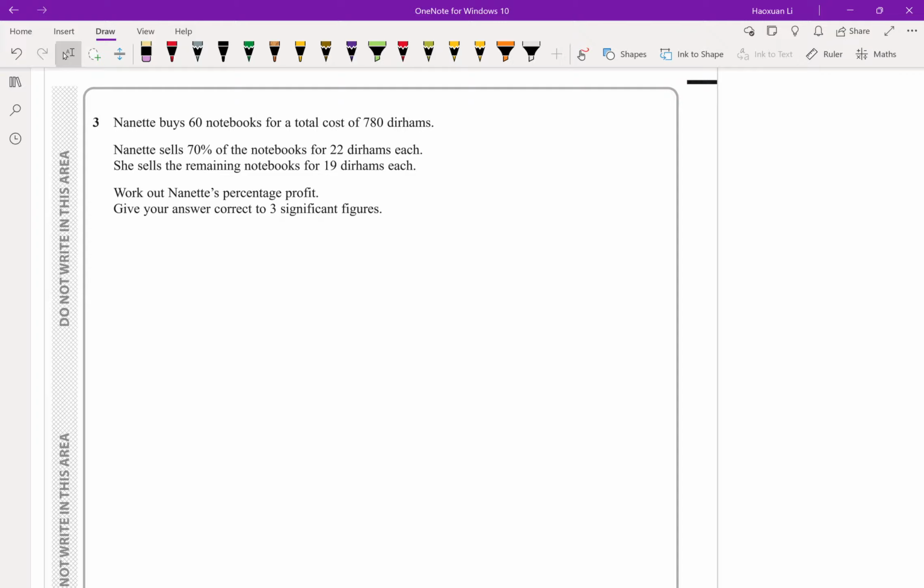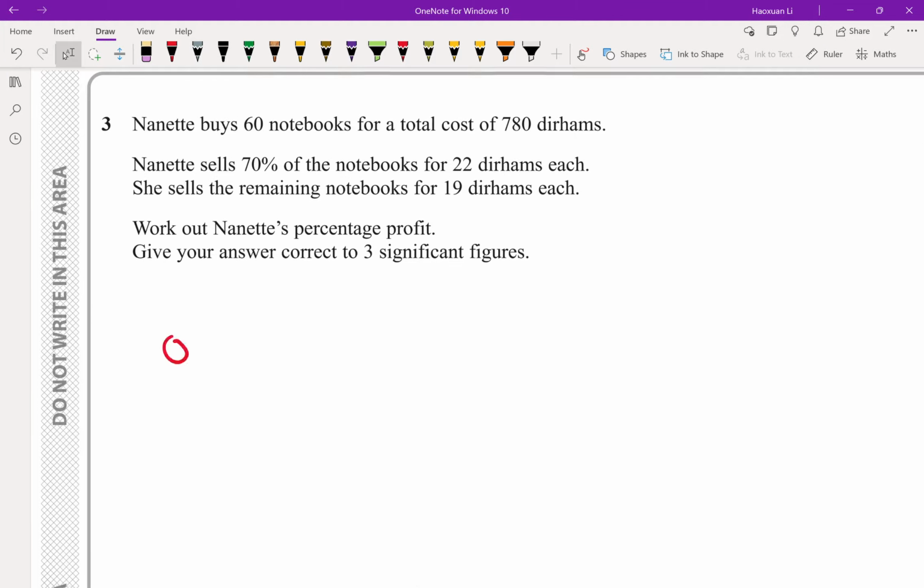Question 3. Nanit buys 60 notebooks for a total cost of 780 dirham. Nanit sells 70% of the notebooks for 22 dirham each. She sells the remaining notebooks for 19 dirham each. Work out Nanit's percentage profit. Alright, so the original cost of the notebooks is 780.